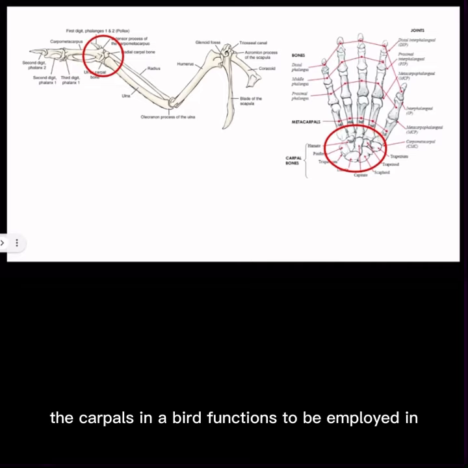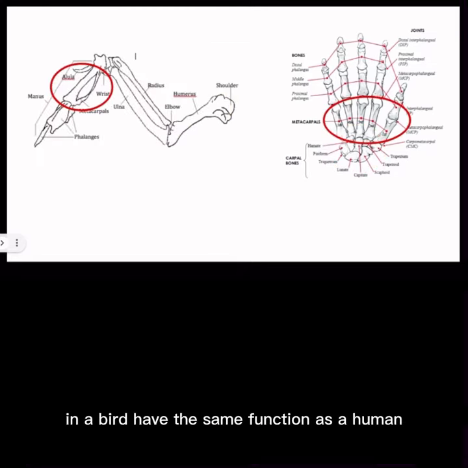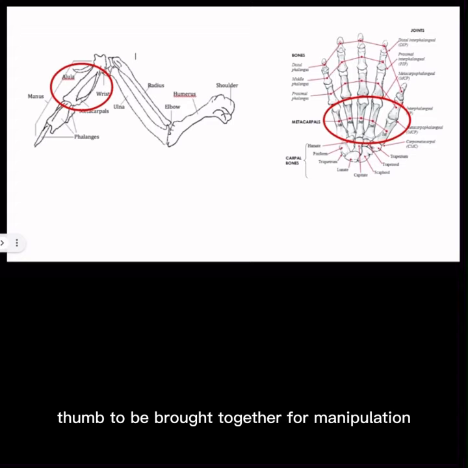The carpals in a bird function to be employed in order to lock the manus into place during flight. The carpals in a human function to allow the wrist to move and rotate vertically. The metacarpals in a bird have the same function as in a human. They both allow the fingertips and thumb to be brought together for manipulation.